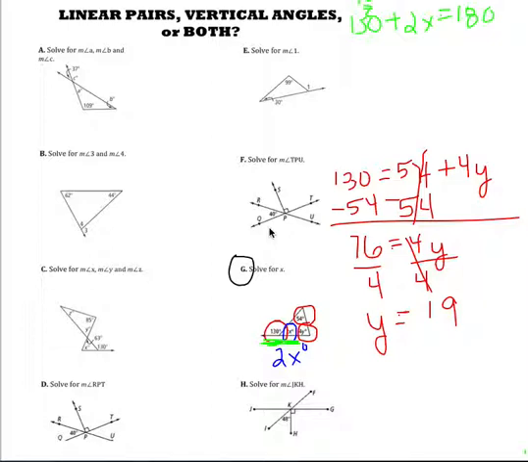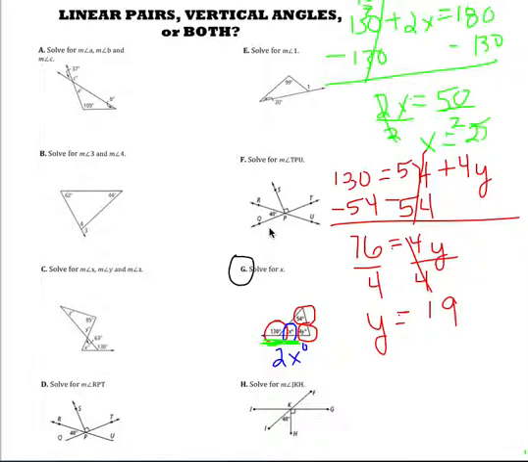And then all you have here is just another equation to solve for. So you're going to subtract 130 from both sides, and you get 2x equals 50. And when you divide by 2 on both sides, you get that x equals 25. And just by setting up two different equations, you've found the values for variables x and y.